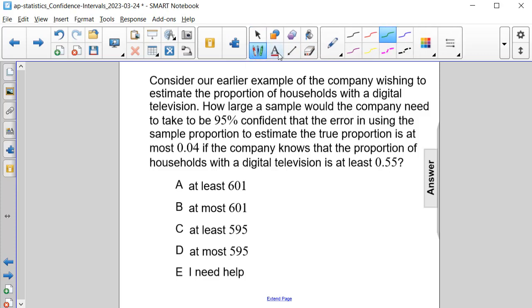Let's start this problem by first identifying the type of confidence interval that we need, and that is a 95% confidence interval. So that tells us that our critical value, or Z star in our case, is 1.96. The next thing that we know in the problem is that the error in using the sample proportion to estimate the true proportion is at most, which means less than or equal to, 4/100ths. So that's our margin of error.